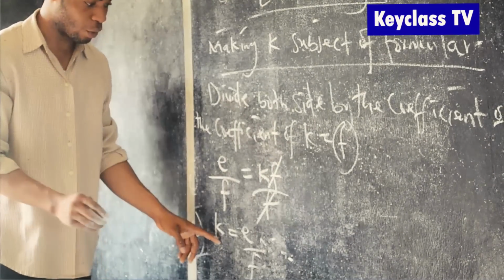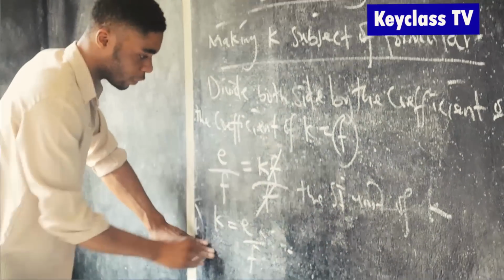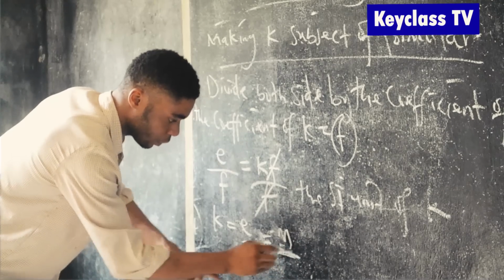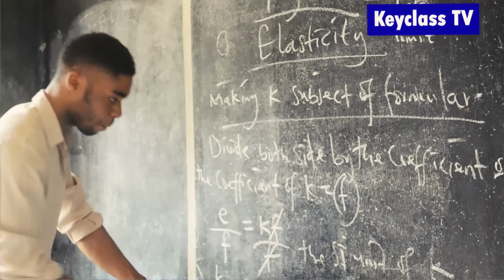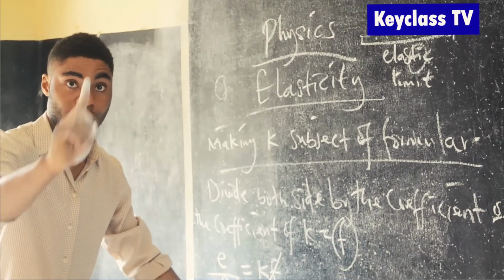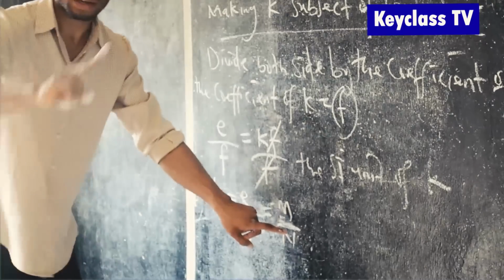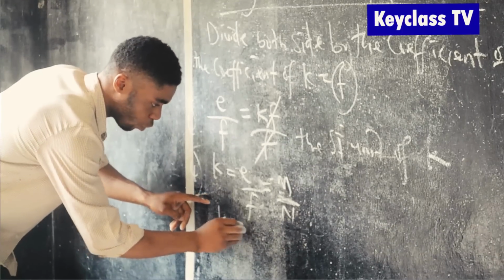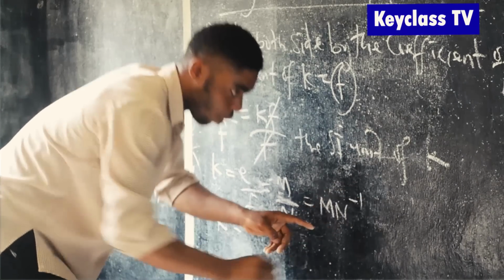Now mind you, we are looking for the SI unit of K. And now we say if E is measured in meter and F is measured in Newton, from the rule of standard form, when we remove this division sign, it means minus. And then we have only one letter of N here. So we will have that K will be equal to, when this sign changes, N to the minus 1.